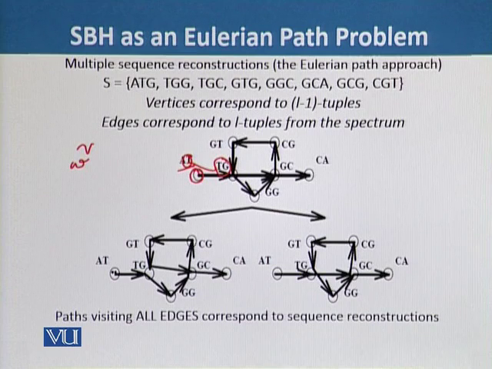Similarly, in the second edge, the first nucleotide is G, and the last nucleotide of the previous one is also G. So this G will overlap with this G, and this will continue until we get to the last CA. In this way, we will get two different superstrings, and they will be different from each other because the path in the Eulerian graph is different in both of them. So this approach is much better than the Hamiltonian path problem, and with it we can get the rearrangement of the sequences.